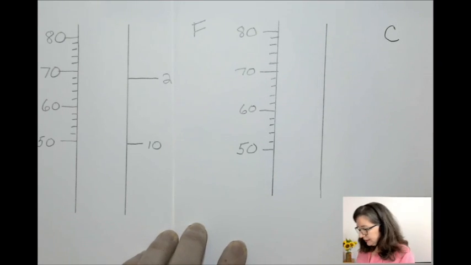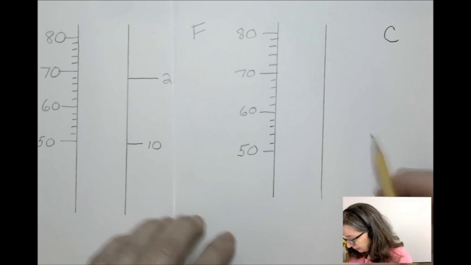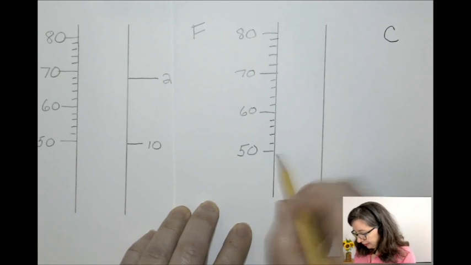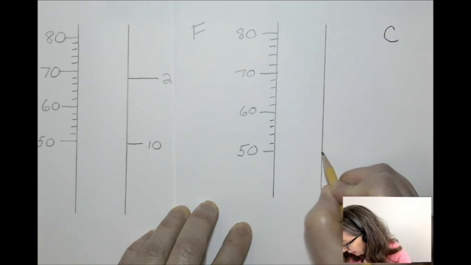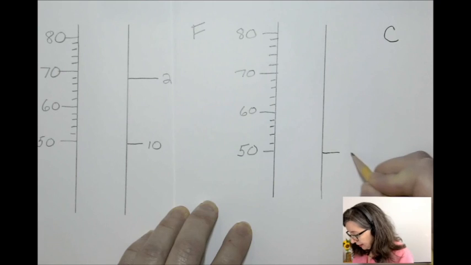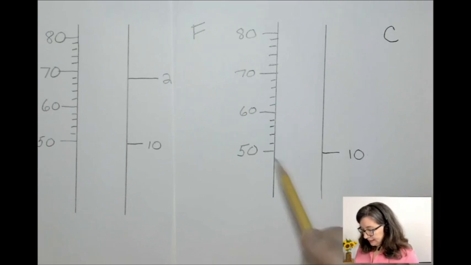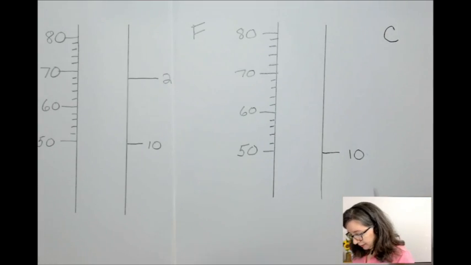C is for Celsius. And we're going to start by going directly opposite 50 degrees Fahrenheit. We're going to put 1 large tick mark there, and we're going to label that 10, because in the Celsius scale, 10 degrees Celsius is the same temperature as 50 degrees Fahrenheit.